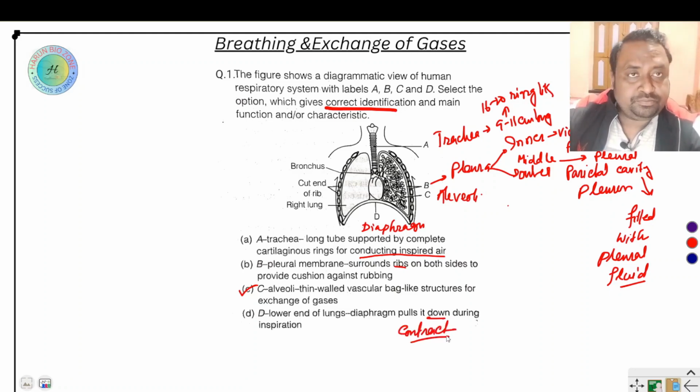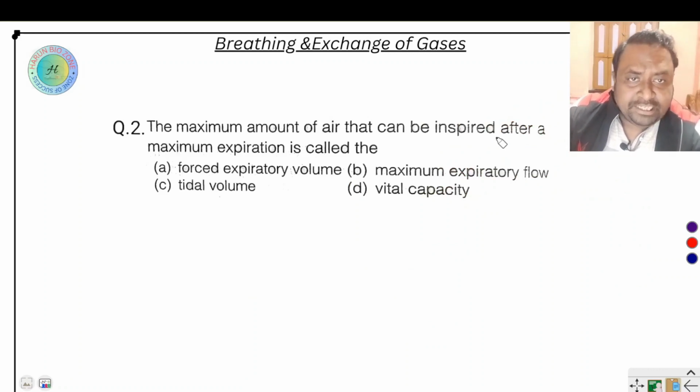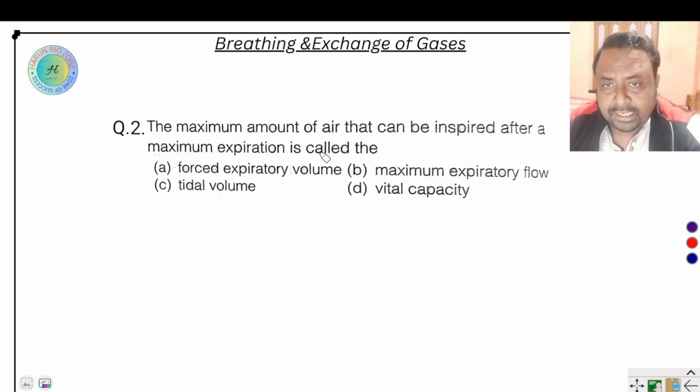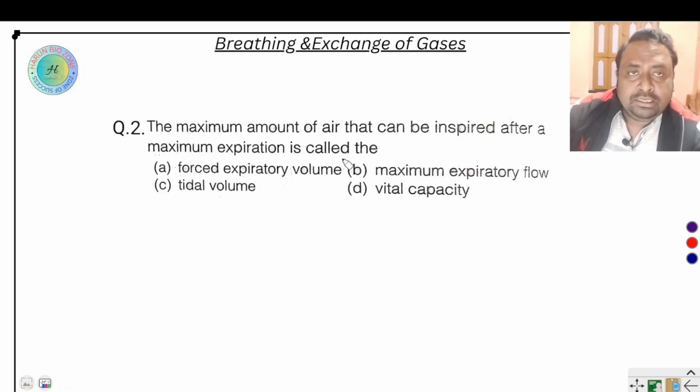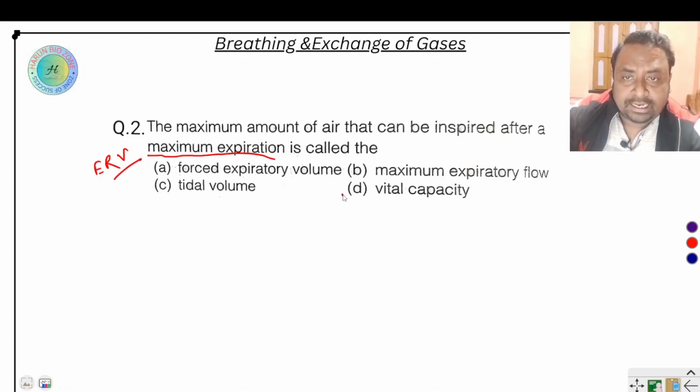during inspiration. Okay. So the next question: the maximum amount of air that can be inspired after maximum expiration is called. Not expiratory reserve volume. It is called vital capacity.